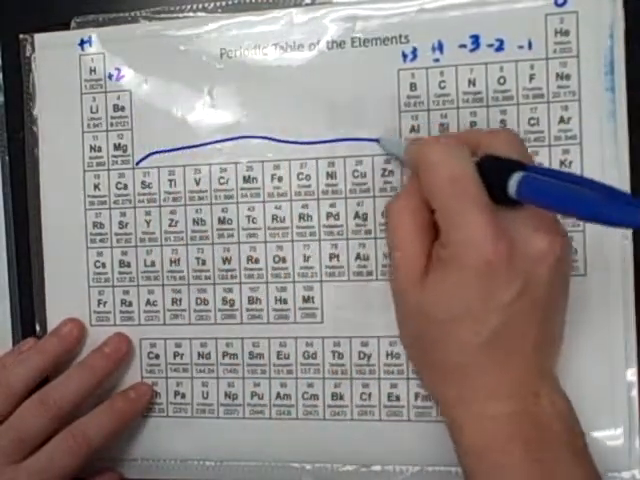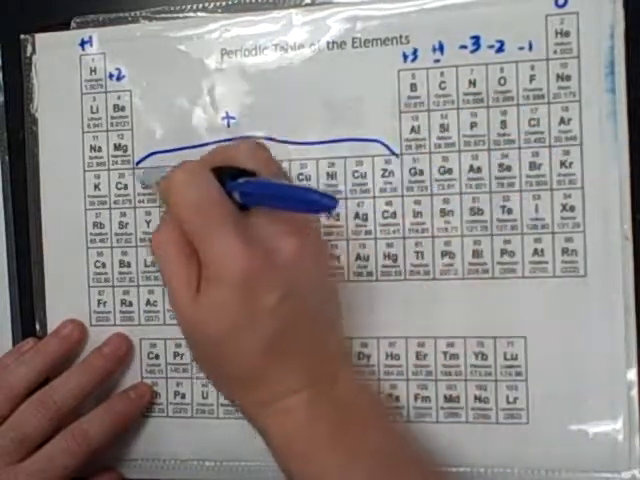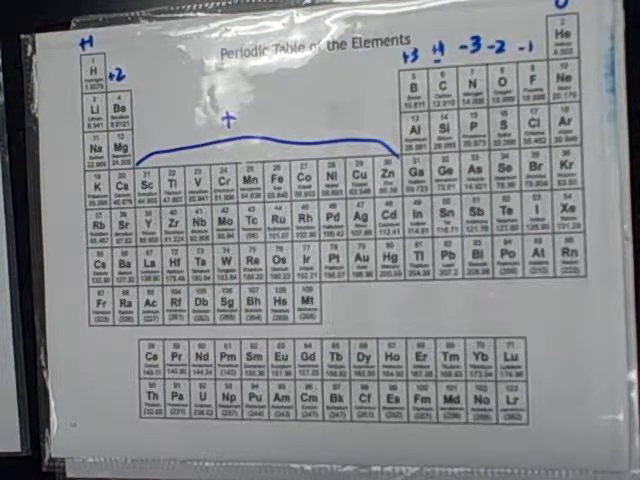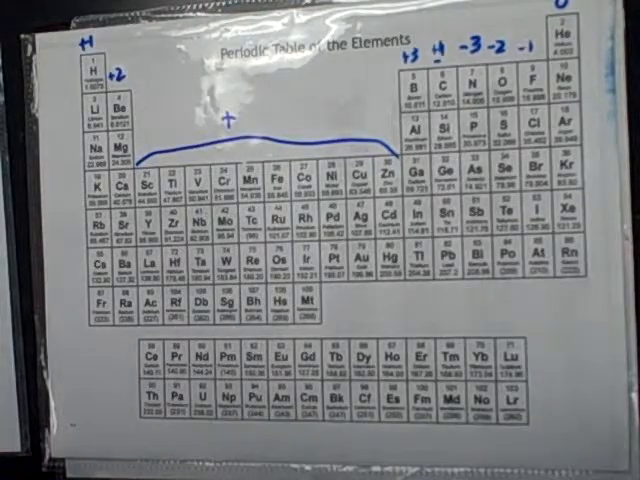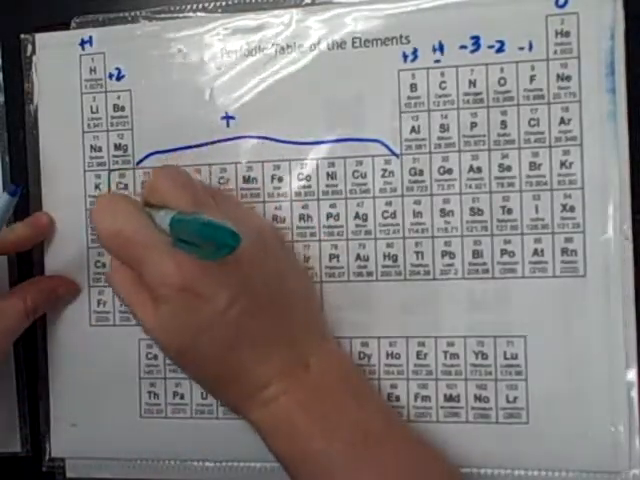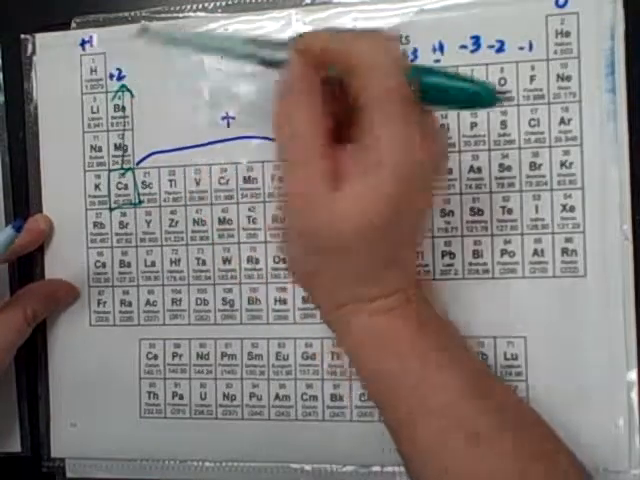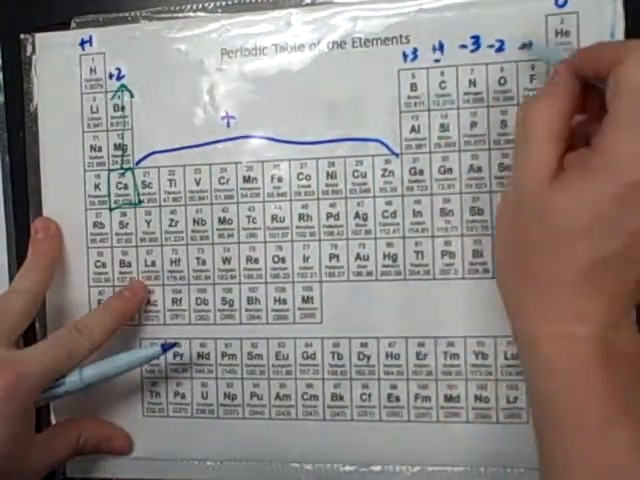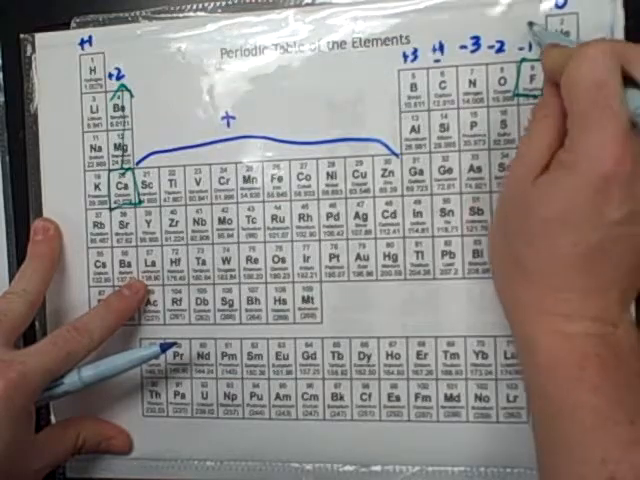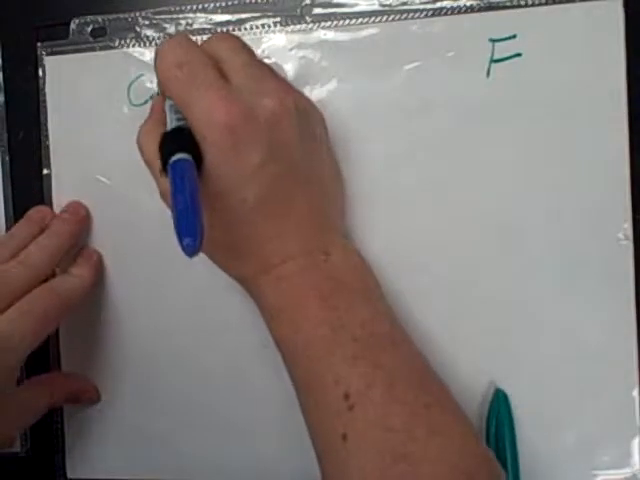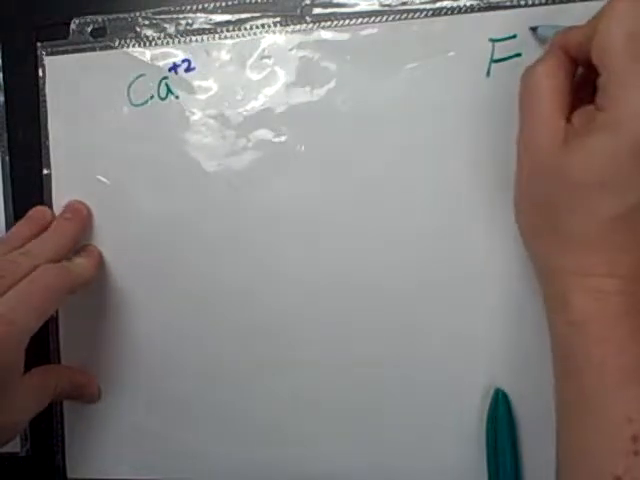Now, the center section, the transition metals, will make a positive ion, but we don't know what, so they will tell us the number of the ion charge, but it will always be a positive. So calcium is right here on the periodic table, so that means the calcium will make a +2 ion, and then the fluorine is right here. So the fluorine will make a -1 ion. So we're going to put Ca +2 and F -1.